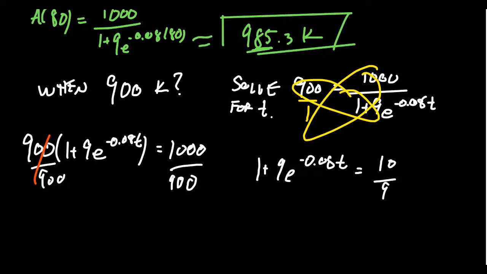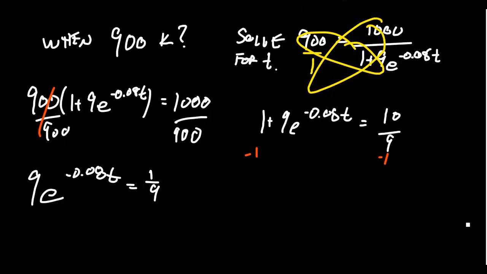We're going to subtract 1 from both sides, and that's going to give us 9e to the negative 0.08t. That equals now 1/9. That is 10 ninths take away 9 ninths is 1/9. And so now we're going to divide both sides by 9. Notice we're dividing both sides by 9. Again, we're not timesing both sides by 9. So you might be tempted to think the right-hand side becomes a 1. It actually becomes 1/81. Just writing down the left-hand side now, 1 over 81 is where we're at right here.